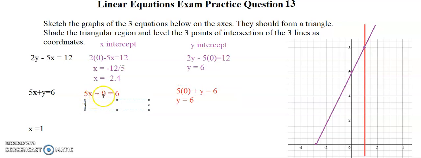Likewise, 5x plus 0, well, plus 0 is nothing, so 5x equals 6, and I want to get x by itself, so I divide both sides by 5. And I get 6 divided by 5 is 1.2. And now I can work it out. So now I've put those points onto my graph. I've got y is 6 here, and then I've got x is 1.2.